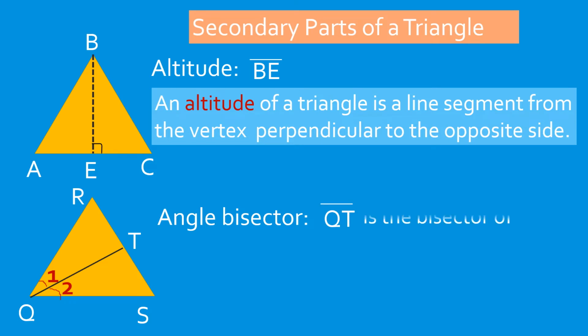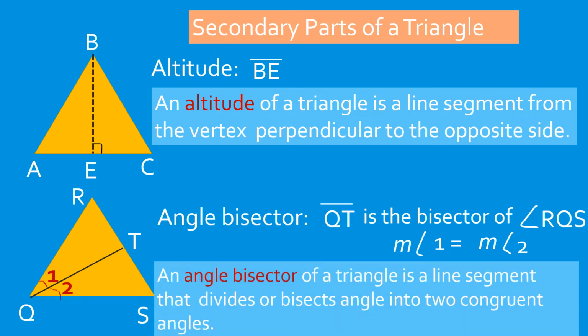Now, segment QT is the bisector of angle RQS. Therefore, the measure of angle 1 is equal to the measure of angle 2. So now, an angle bisector of a triangle is a line segment that divides or bisects an angle into 2 congruent angles.